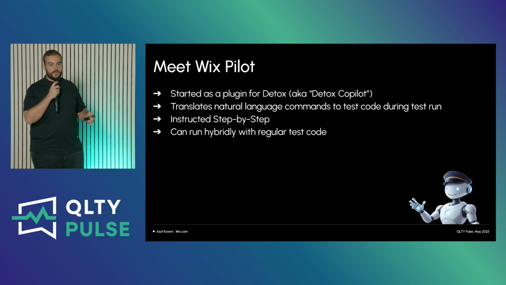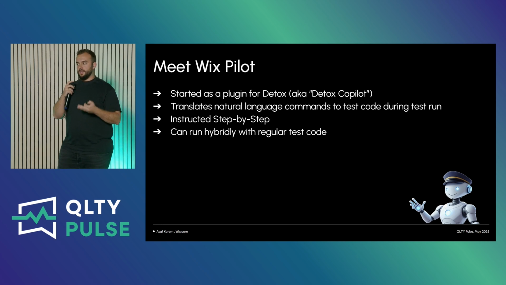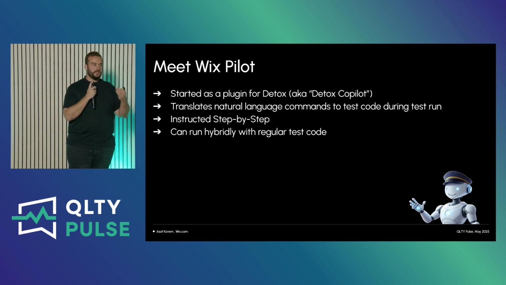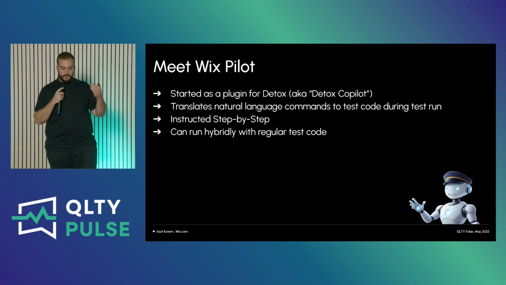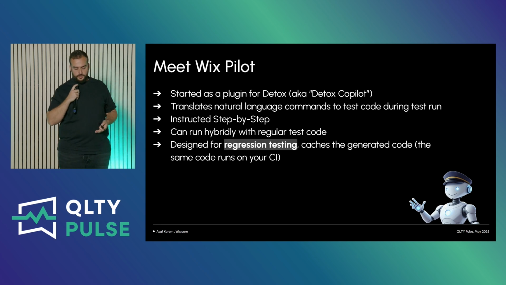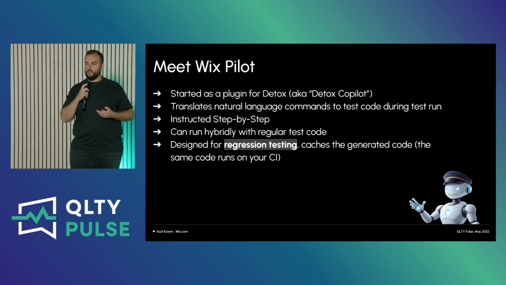It can run hybridly with regular test code. It's a plugin, it's not a new tool, it's not replacing anything, it's just another API that you can add to your testing framework APIs, like we have with Detox. And it was designed for regression testing, not for general agentic automation. It was designed to be able to run on CI in an efficient way.